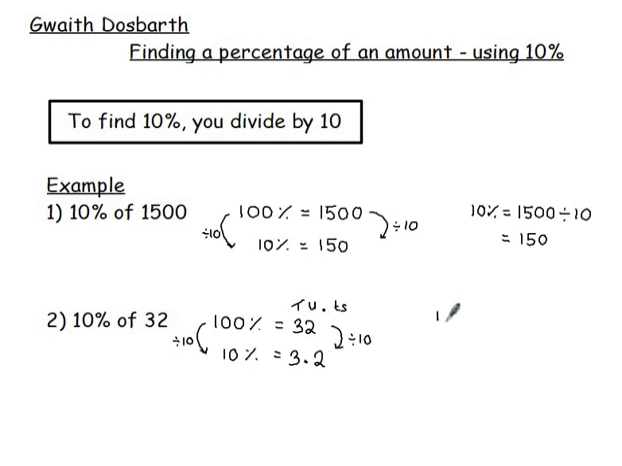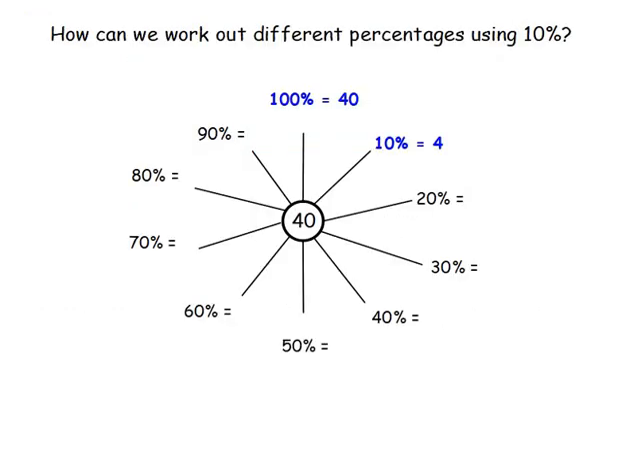Alternatively, we can write 10% equals, remember you take the amount, so you take your 32 and you divide it by 10. And like we said, 32 divided by 10 gives you 3.2. Now today we're going to extend this further. So how can we work out different percentages using 10%?